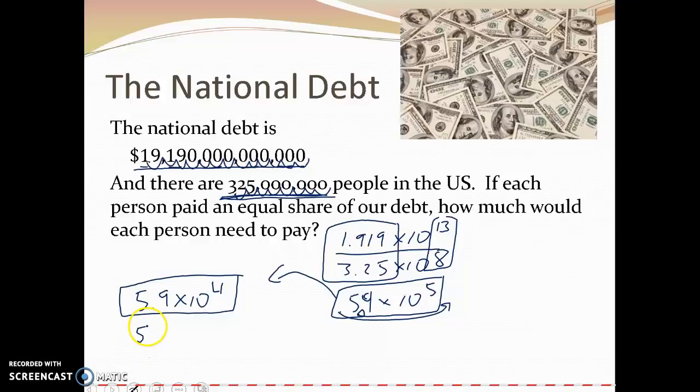Well, here's the 5 and here's the 9. And we're going to move the decimal 1, 2, 3, 4 spaces. That means every single person is going to have to pay $59,000 in order to pay off our national debt. And so that's including everybody, including 2-year-olds and 82-year-olds and everybody. You would have to pay your share, which would be $59,000 to pay off our national debt. So that's a lot of money.